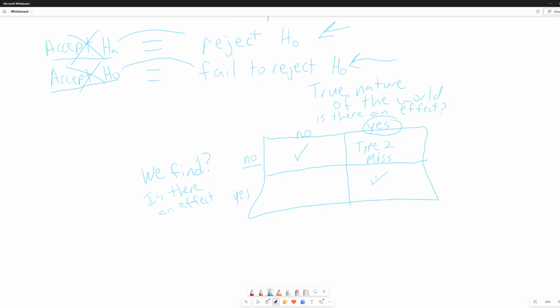Now, this is potentially due to the way that we ran the study, but oftentimes it's just due to random chance. That sometimes we are going to miss the effect even if it's there. Now, one of the things that often leads people to missing an effect is called low power.